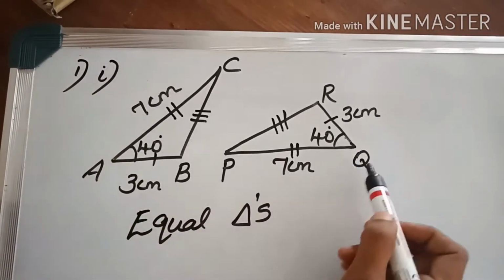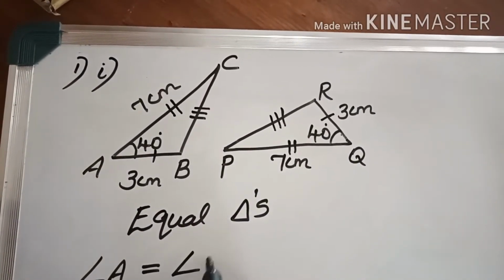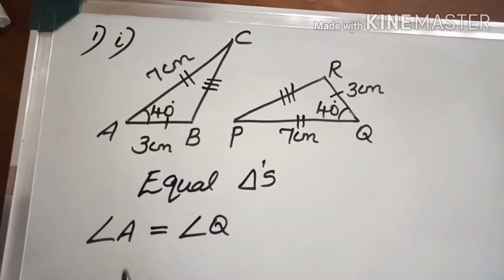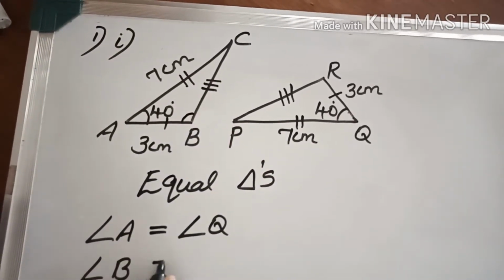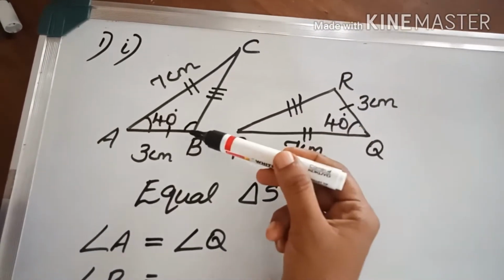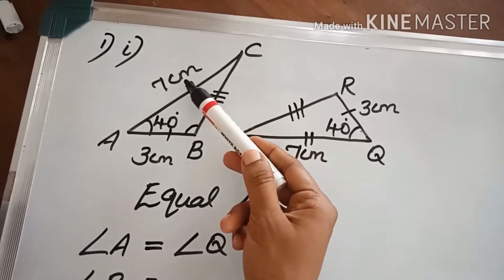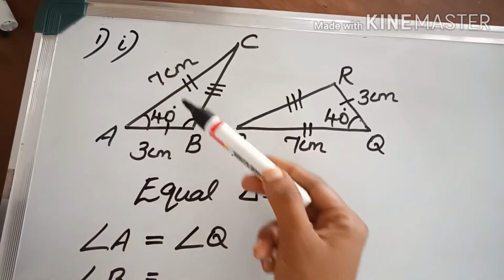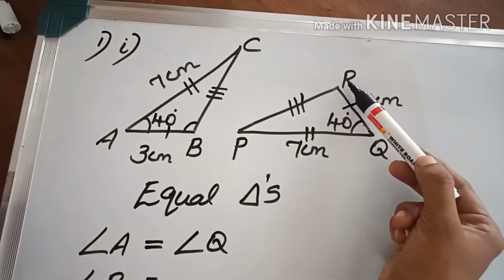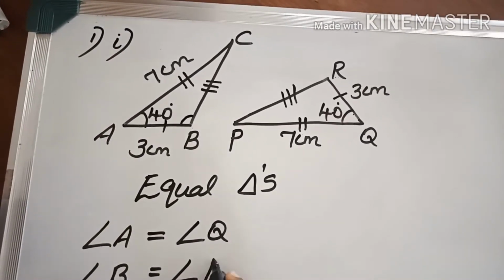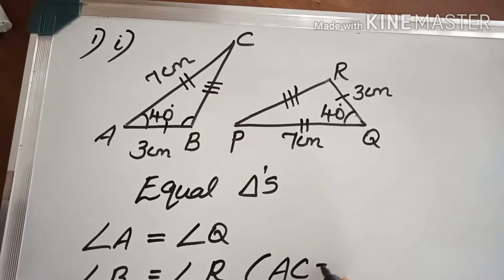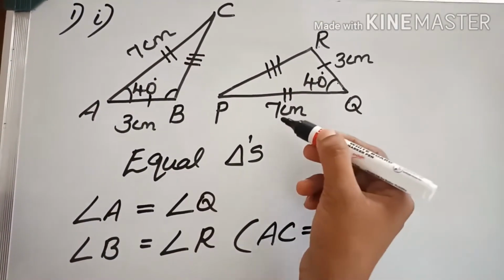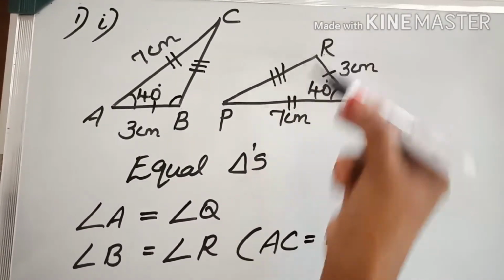Okay, so first angle is angle A and angle Q. Angle A equal to angle Q. That is already given. Now let's check the second angle. Second angle, let's take angle B. So angle B will be equal to which angle? For that we need to consider the opposite side. Okay, angle B's opposite side is what? 7 centimeter. So here 7 centimeter opposite angle will be equal. So 7 centimeter opposite angle B. So here 7 centimeter opposite angle is angle R. So angle B equal to angle R because AC is same as PQ. Okay, this is the reason. AC and PQ are same 7 centimeter. That's why their opposite angles B and here opposite angle R are equal.